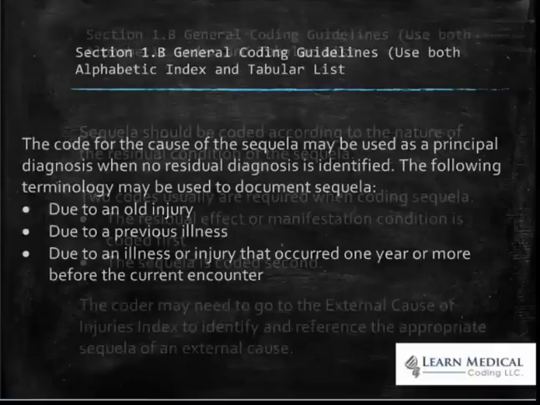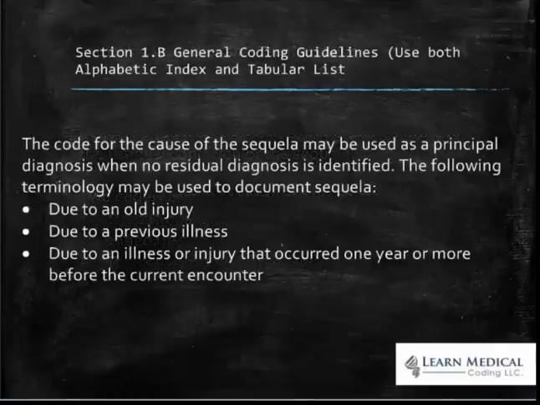There are some circumstances where you may have to code for the sequela as your principal diagnosis, and that is when that's all the information that you have available. One of the reasons would be to code for the sequela if the patient has a sequela due to an old injury, previous illness, an illness or injury that occurred 1 year or more before the current encounter. You can code those as principal diagnosis.